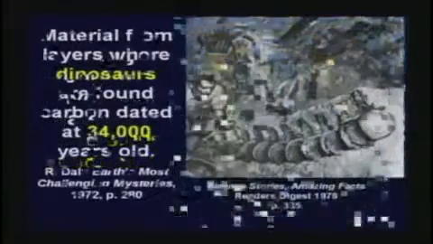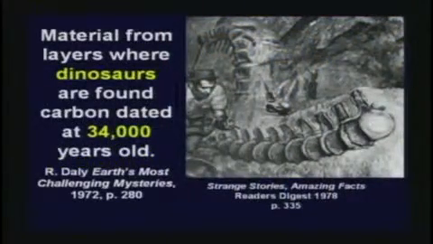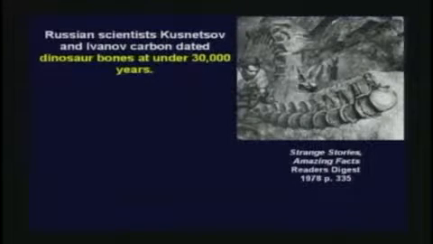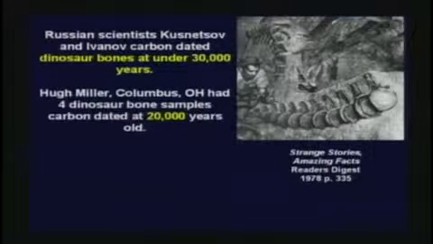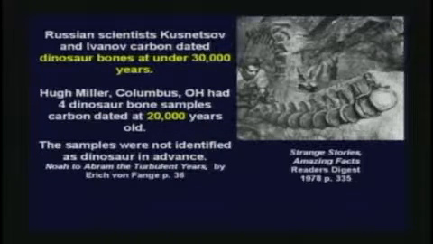Materials from layers where dinosaur bones were found are carbon dated 34,000 years old. But yes, dinosaurs ought to date 70 million years old. A Russian scientist dated dinosaur bones at less than 30,000 years old. Hugh Miller from Columbus, Ohio, took in 4 dinosaur bone samples and said, would you carbon date these? And they charged like $600 to carbon date something. They carbon dated them and said they're less than 20,000 years old. He said, oh, by the way, these are dinosaur bones. They said, oh, well, then they're not 20,000. We've got to test them again.